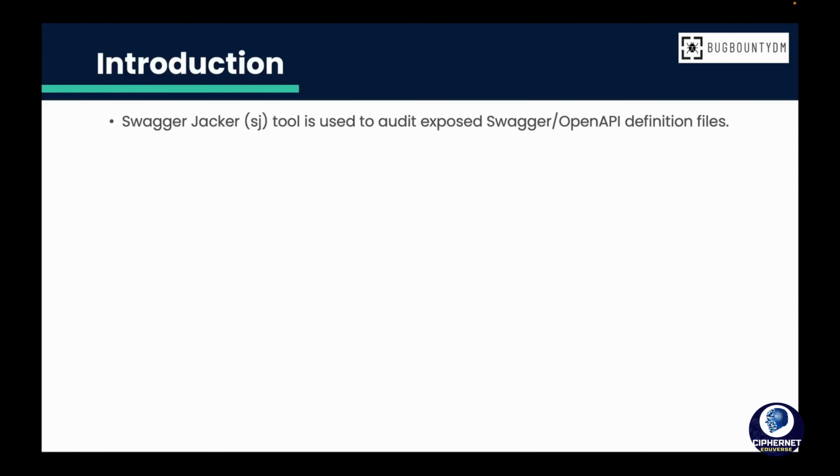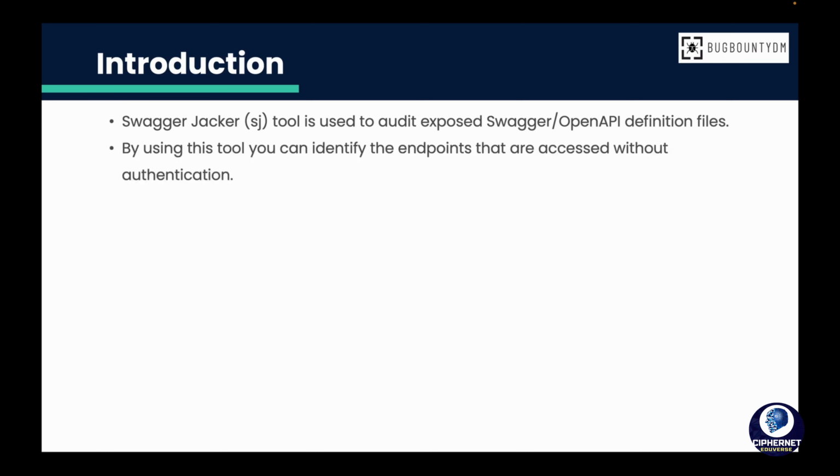Swagger Jacker, also called the SJ tool, is used to audit exposed Swagger or OpenAPI definition files. It scans for all the endpoints inside the Swagger file or Swagger URL and finds the exposed application endpoints. By using this tool, you can identify the endpoints that are accessed without authentication.